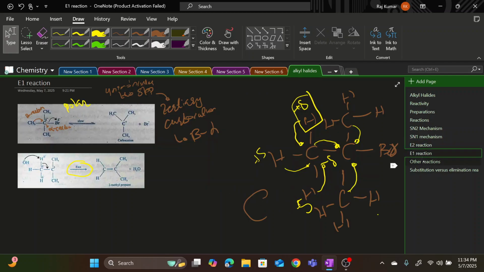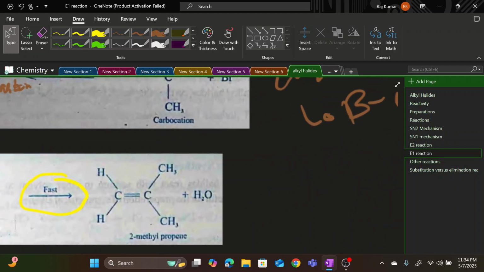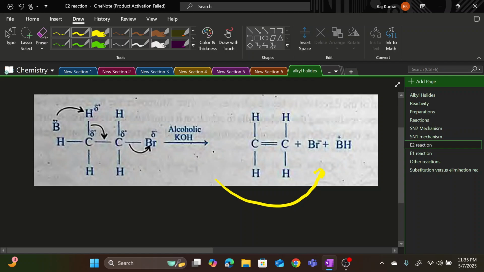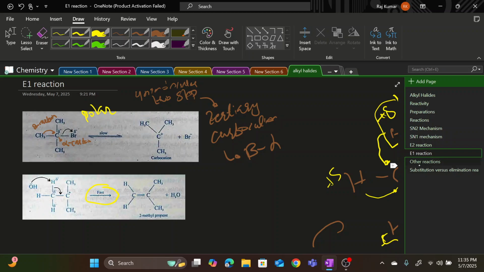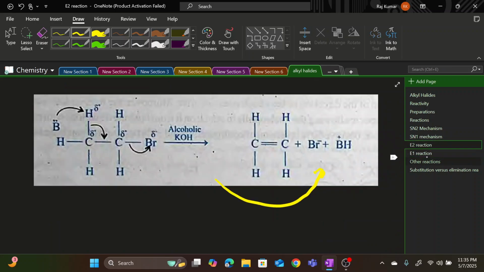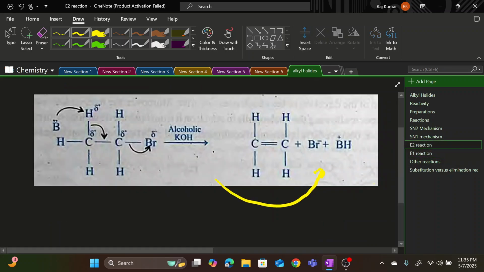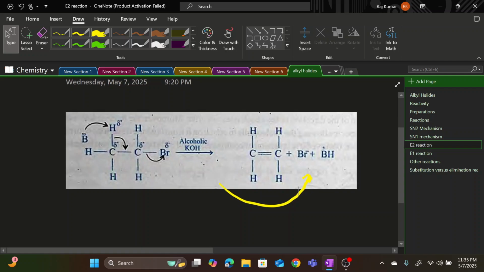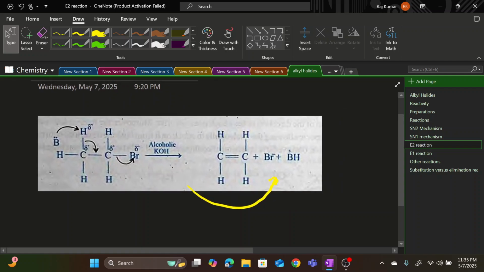If you look into both of these reactions, we will find that this does not require a non-polar solvent. This requires a polar solvent. And again, these are pretty similar to the SN1 and SN2 reactions. This is also a bimolecular single step reaction, and that's also having first order kinetics.